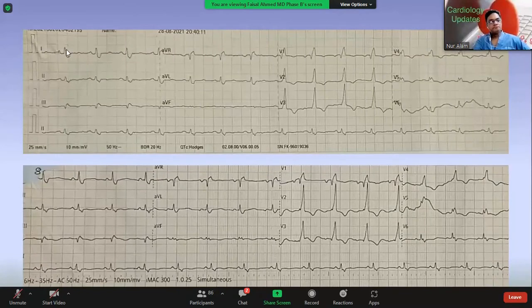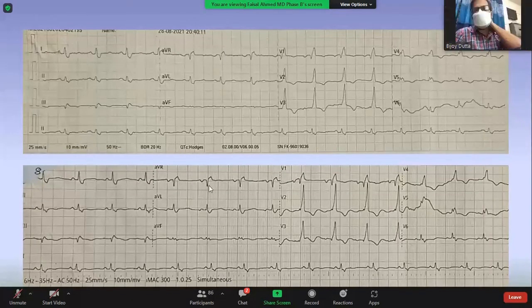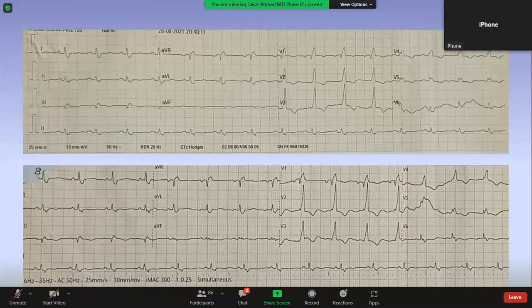Sir, if we take lead 3, it is left axis deviation. If we calculate with lead 1 and aVF, maybe again. In left axis deviation, lead 2 and lead 3 should always correspond. Negative, that is, the negative deflection is more than positive.